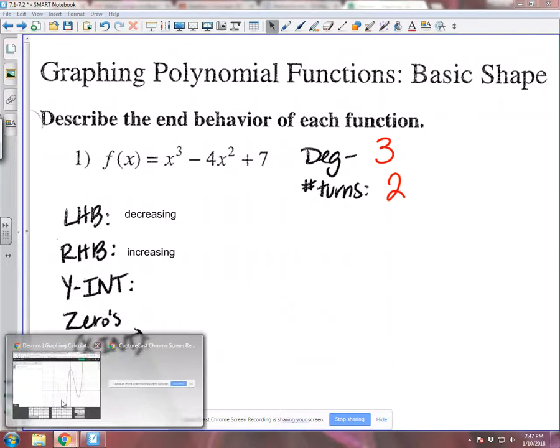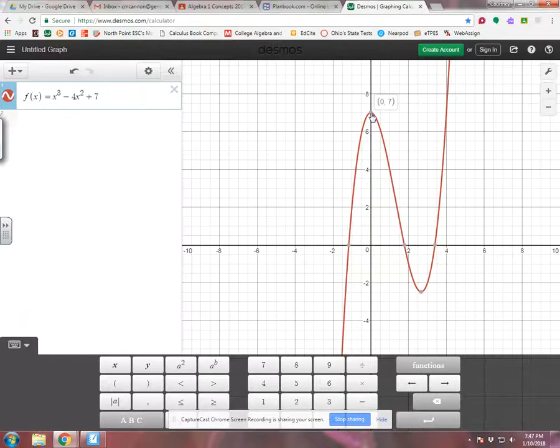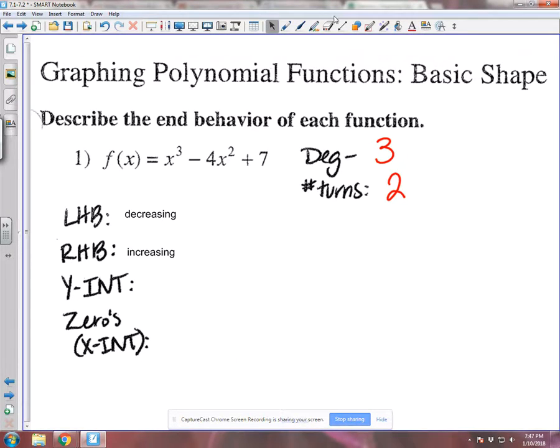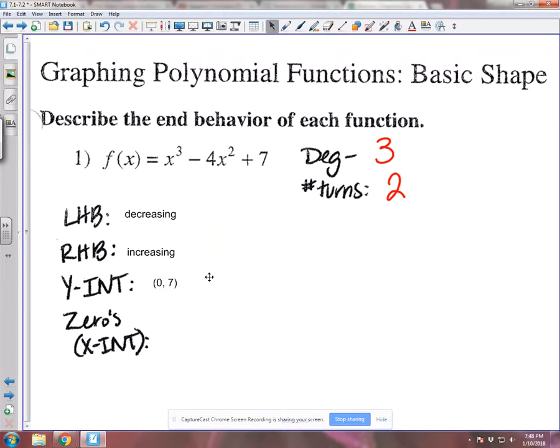So if I go back here and look, where does it cross the y-axis? Boom, right there. It crosses at 0, 7. So all I need to do is type in here, or write in here in your case, 0, 7. That's my y-intercept.